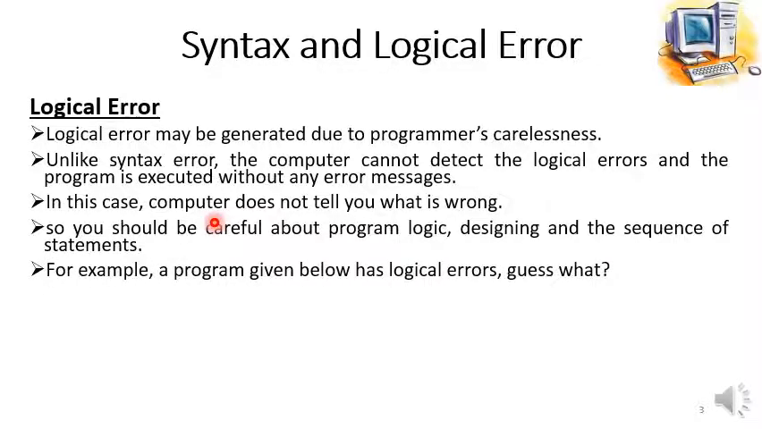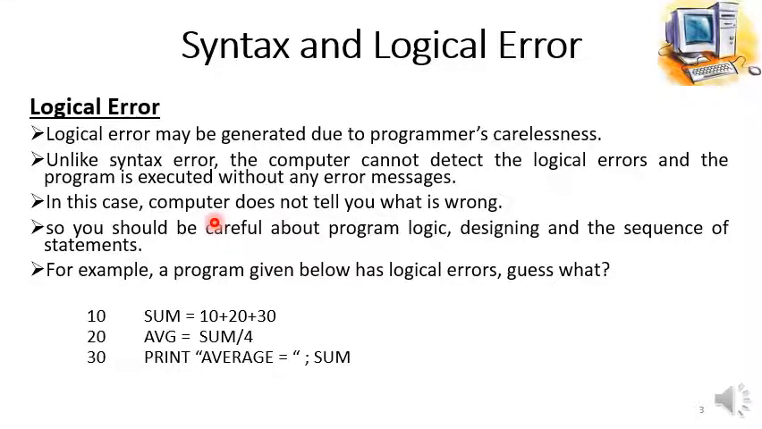For example, a program given below has logical errors. Guess what? See, in the first statement it is written as sum is equal to 10 plus 20 plus 30. Okay, fine. In the second statement we want to find out the average of that sum. So they have written average is equal to sum divided by 4. As we know that whenever we want to find out the average of three numbers, that must be divided by the number of values which were added. So it must be divided by 3 in this case, but they have mistakenly put, or deliberately they have written 4, which is wrong, and logically it is wrong, but the computer cannot detect this thing.